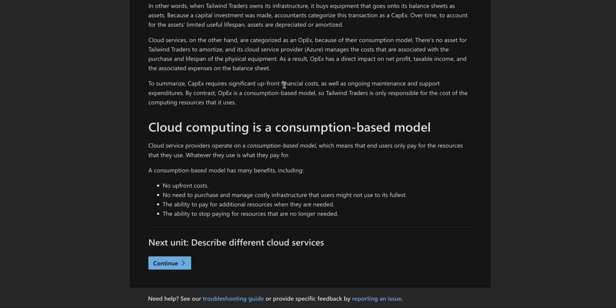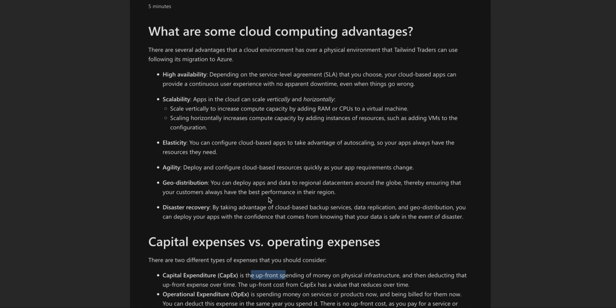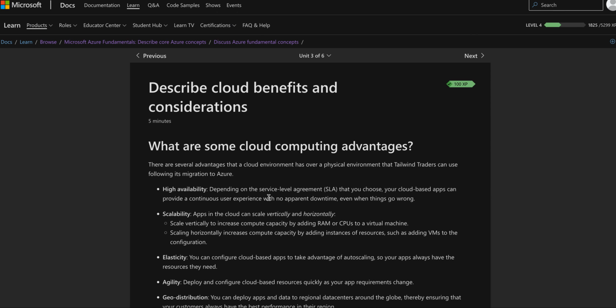It's not complex to purchase new resources. If you want to scale up, it can be done very easily rather than the traditional way of buying hardware and procuring it. So, the ability to pay for additional resources when they're needed, and the ability to stop paying for resources that are no longer needed. You can terminate them whenever you don't need them. So that is basically why one should consider using cloud.